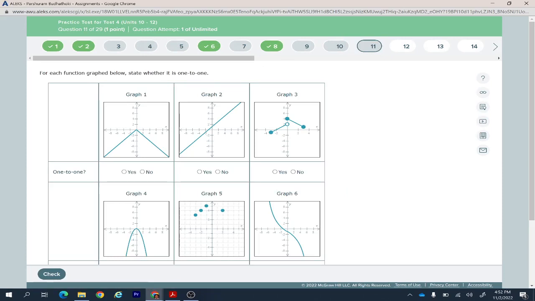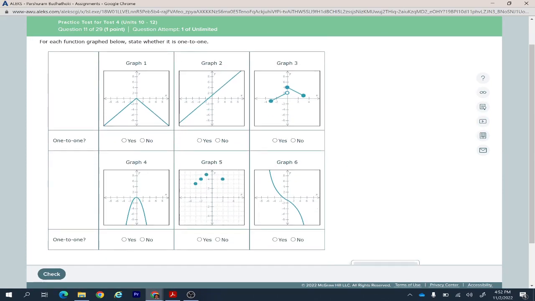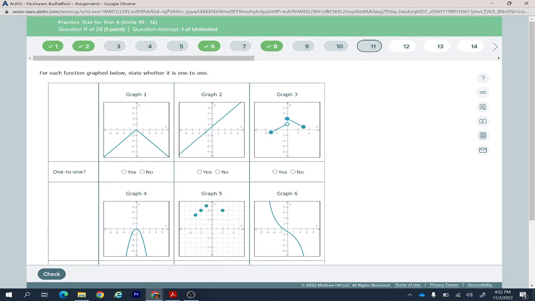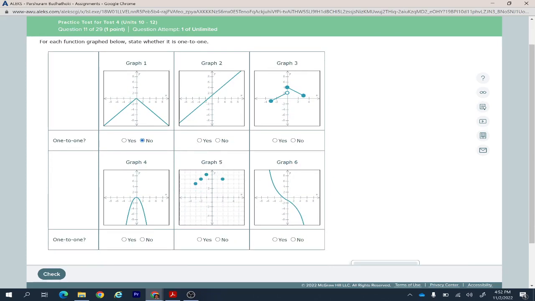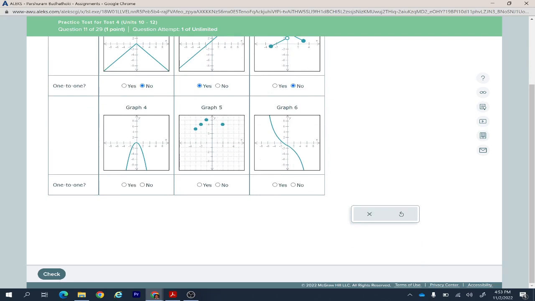For each function graph below, state whether it is 1-to-1. It's very easy if you use the horizontal line test. This is not 1-to-1 because a horizontal line will intersect at more than 1 point. This is 1-to-1 because no horizontal line can intersect this line more than once. Here this is no. The same idea, use the horizontal line test and you can find out this information.